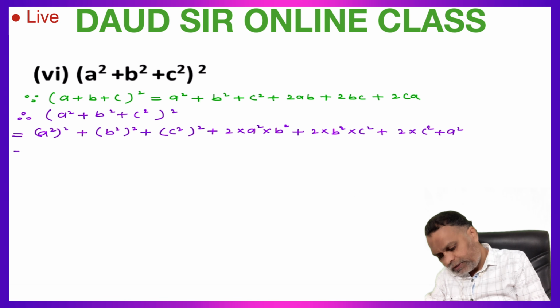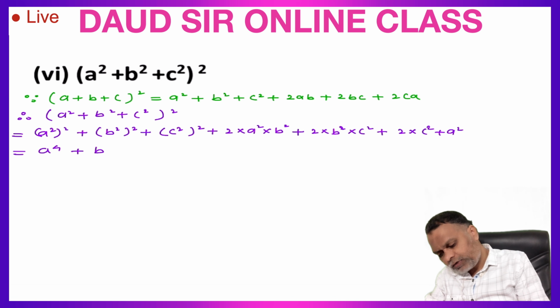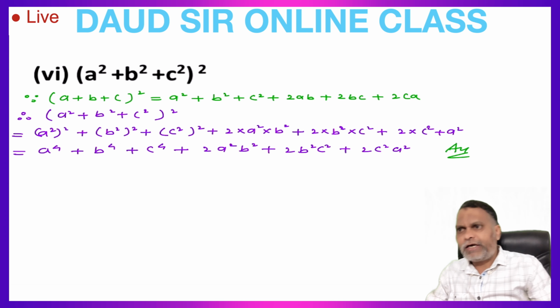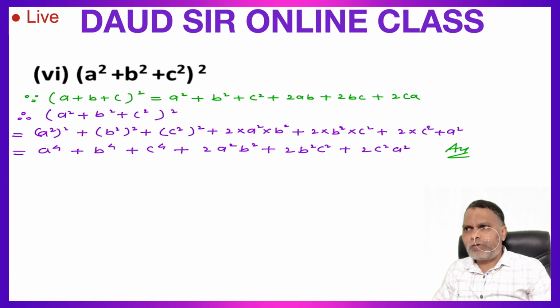which is equal to (a square) whole square, a raised to the power 4, plus b raised to the power 4, plus c raised to the power 4, plus 2a square b square, plus 2b square c square, plus 2c square a square. This is the required expanded form of (a square + b square + c square) whole square.